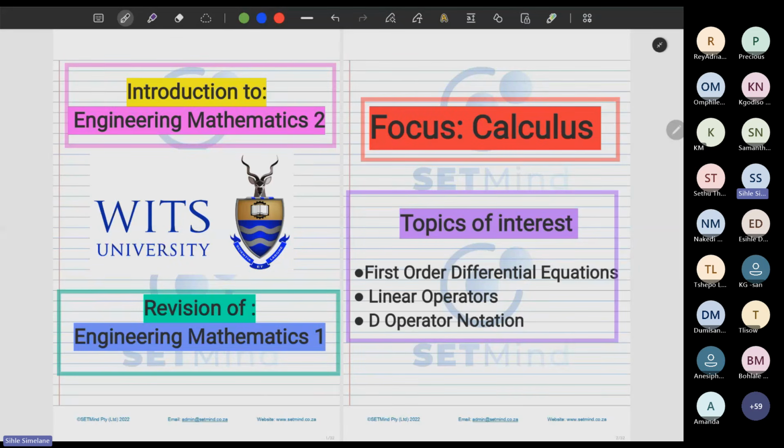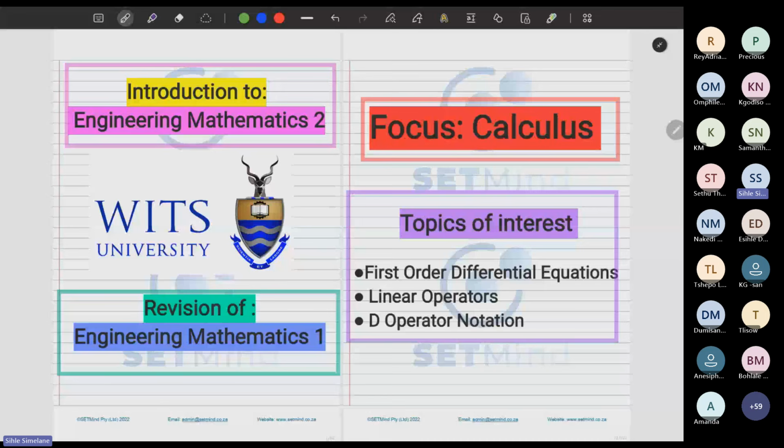The first one, which is very important, because for the first week or 2 you'll be working with this, is the first order differential equation. And secondly, we need to look into linear operators. And then thirdly, we need to look into the D operator notation, how it works, when we use it, and how we use it.